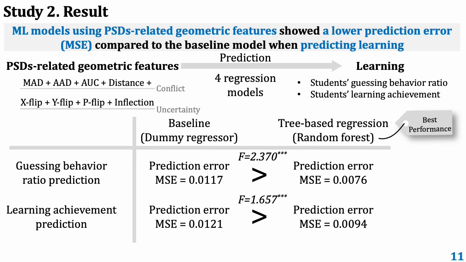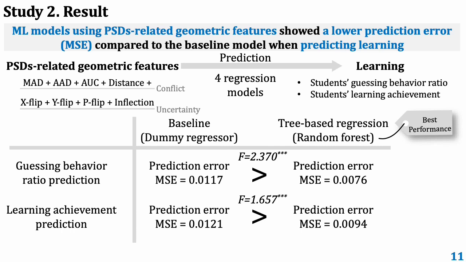In our study, ML models for predicting learning using PSDs related geometric features showed a lower prediction error than the baseline model. Using the PSDs related geometric features, we trained 4 different ML algorithms. Specifically, we trained full regression, coefficient adjustment regression, feature selection regression, and tree-based model. We compared prediction errors between the 4 ML and the baseline models when predicting students' guessing behavior ratio and learning achievement.